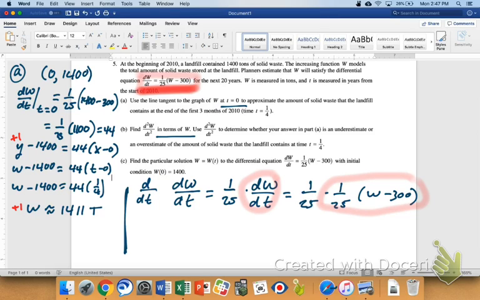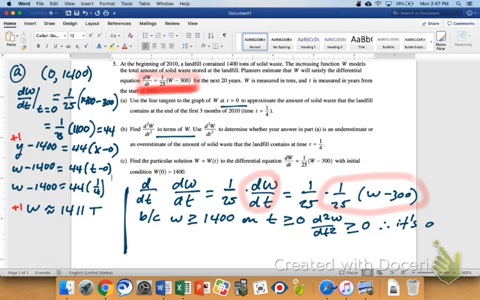Okay. And then we use a little reasoning here. I heard lots of good conversations about it. You could say something like, because W is greater than or equal to 1400 on our time interval, based on the fact that W starts at 1400 and only gets bigger, can't we say that the second derivative is always positive on our interval? Therefore, what kind of an estimate do we have? Yeah, therefore, I'll say it's an underestimate.